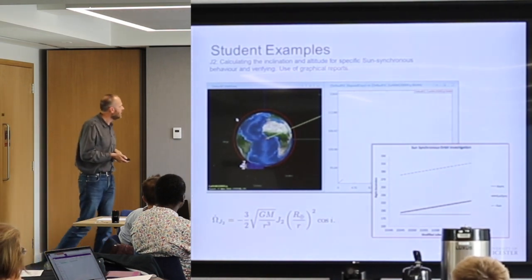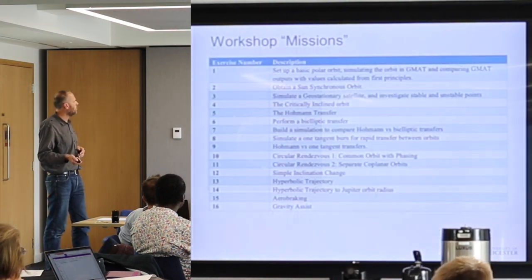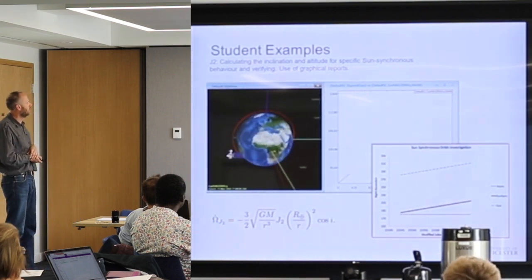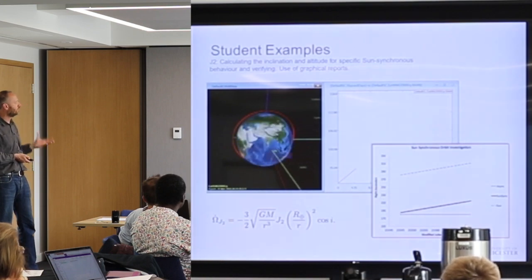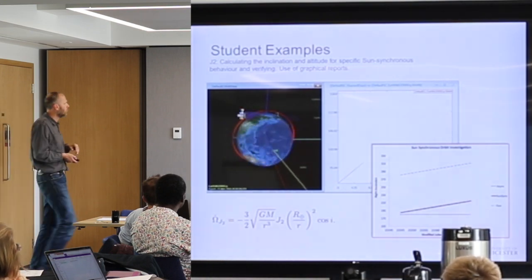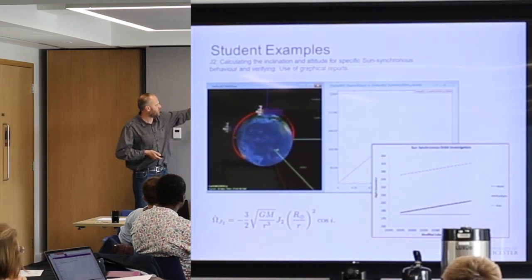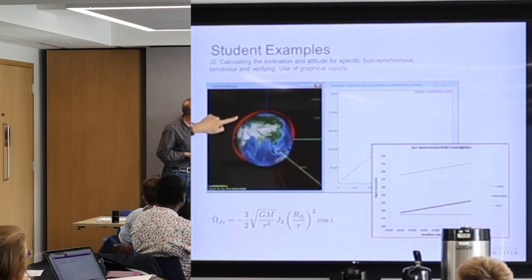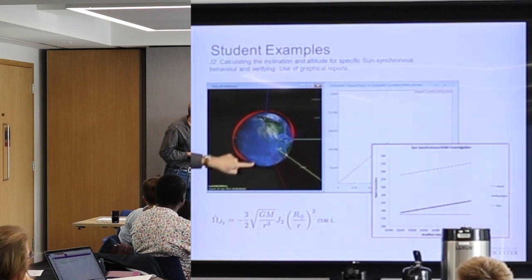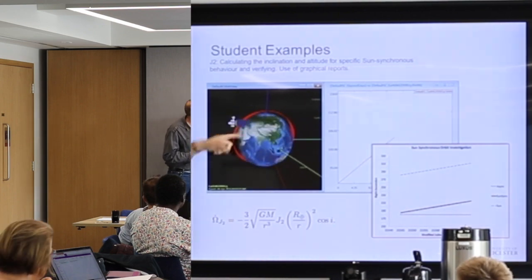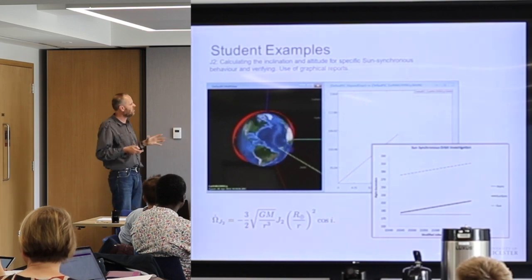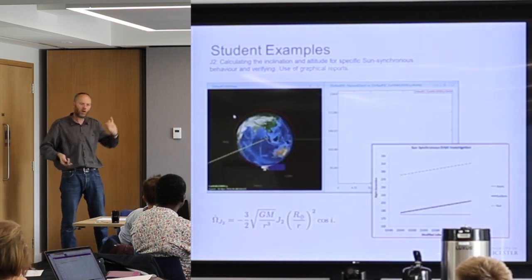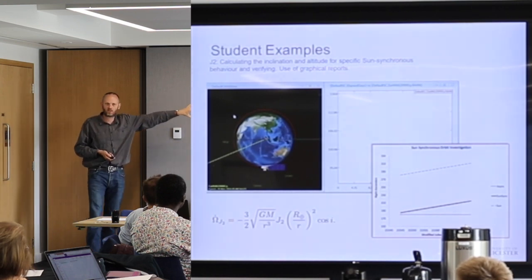So this is a student example from one of my workshops, and this is looking at the J2 perturbation, calculating the inclination and altitude for a specific kind of sun-synchronous orbit. So in this lighting it might be difficult to see, but this is the Earth-Sun vector. This is a rather large satellite, it seems, in orbit around the Earth. And what you can see from the eye candy generally is that the orbital plane is tracking the Earth-Sun line. But a 3D window isn't necessarily the best way to show that.